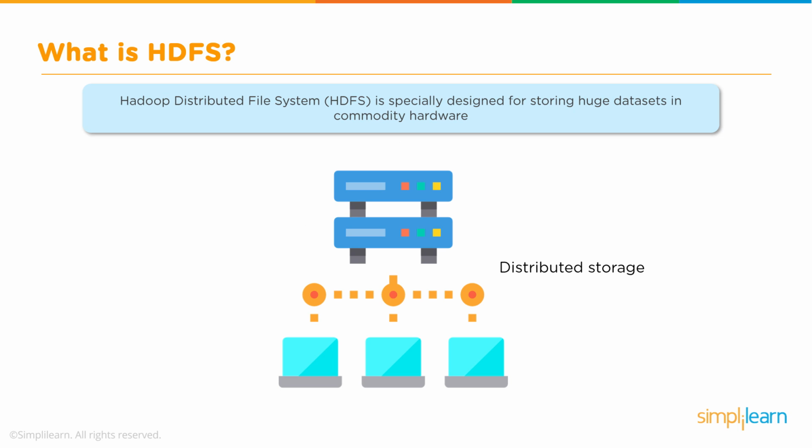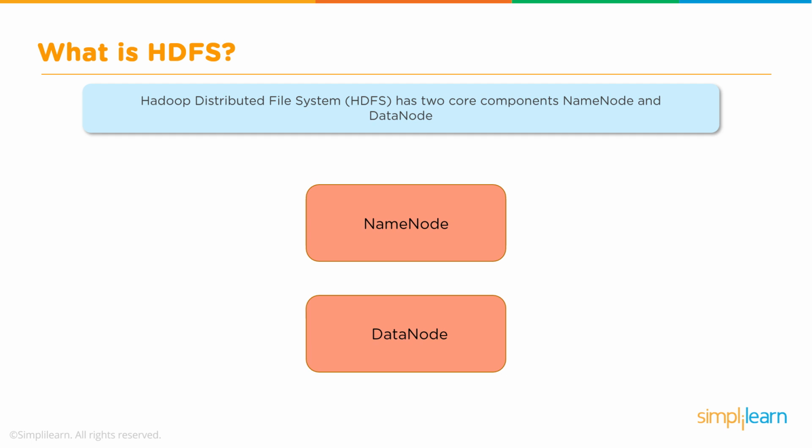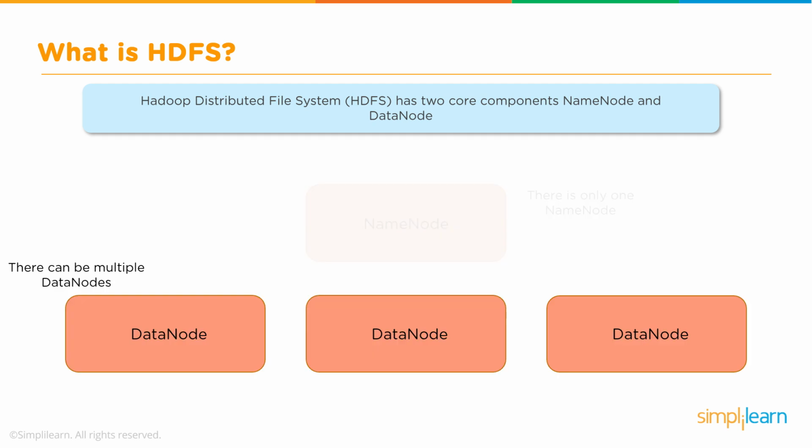Hadoop Distributed File System, HDFS, is specially designed for storing huge data sets on commodity hardware. So we have name node, data node, and I'll come back in just a minute to commodity there. Our name node, there is only one name node. Now in the newer versions of Hadoop, there's a backup name node, but only one is active. Only one is processing everything. And there can be multiple data nodes.